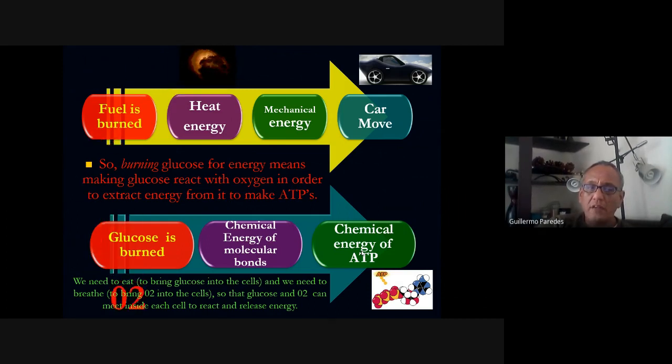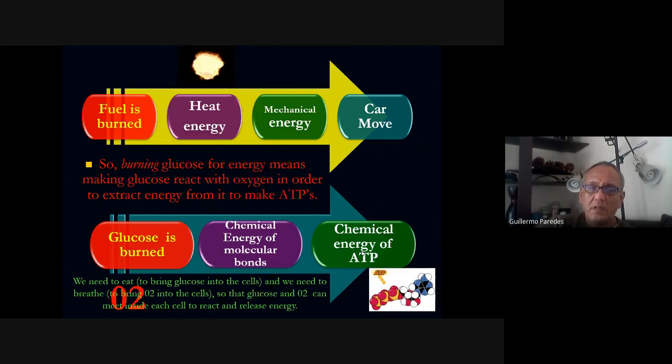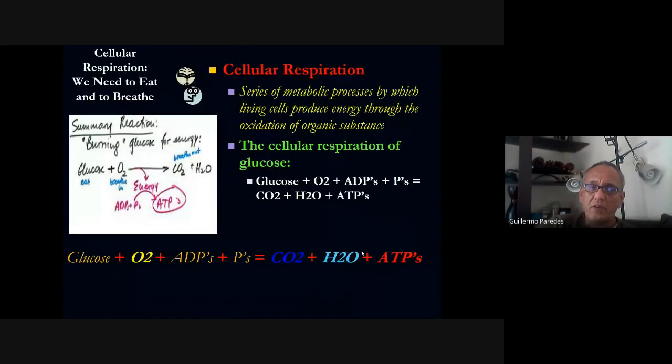So for that, it's called cellular respiration. There you are, cellular respiration again. So those are reactions that are going to happen through oxidation. So please be aware of this word, oxidation. Oxidation is the reaction of something with the oxygen.